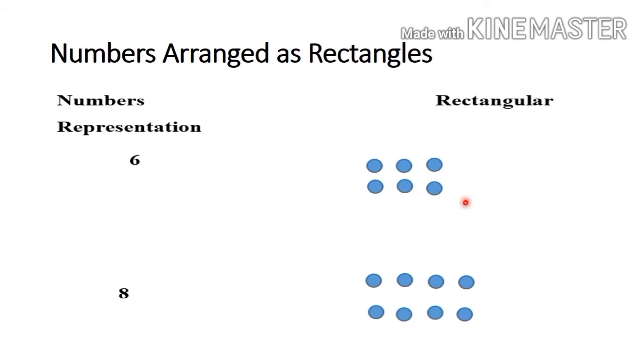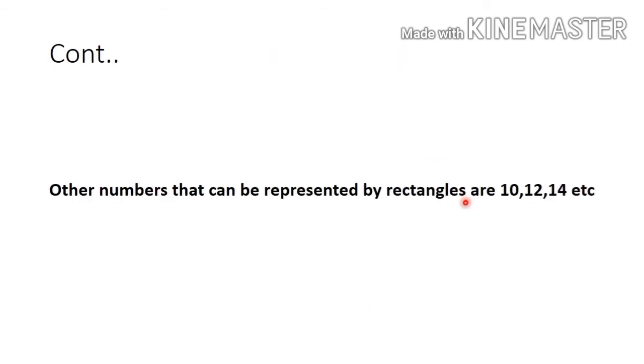So what are the numbers that arrange as rectangles? Other than perfect squares, like 6, 8, then 10, these are the numbers we can represent by using rectangles. Other numbers that can be represented by rectangles are like what I said, 10, 12, 14, etc. It goes on.